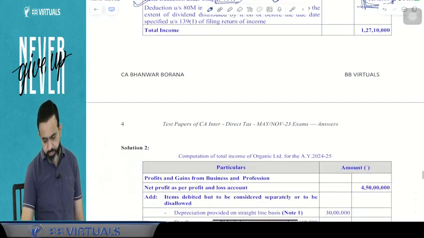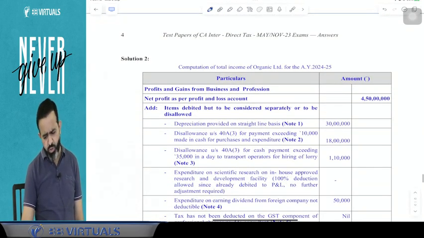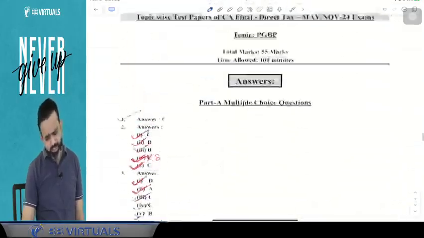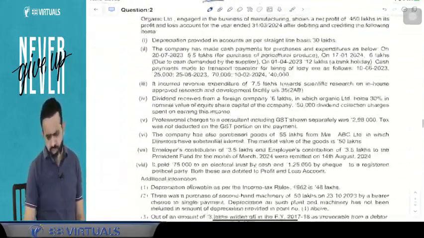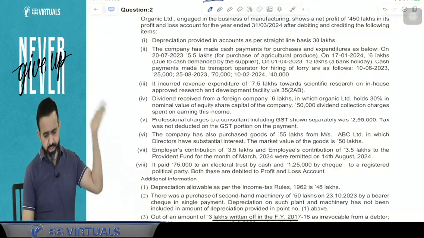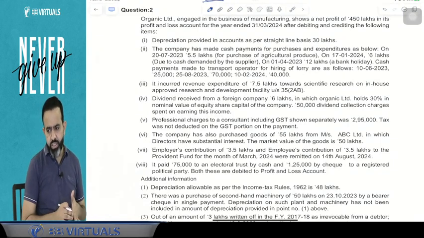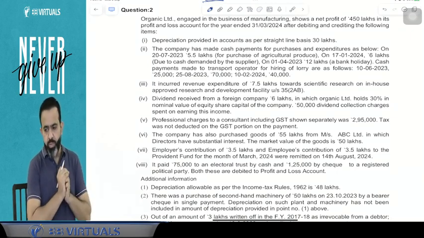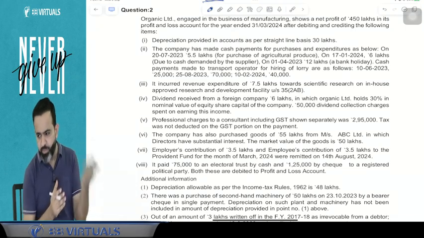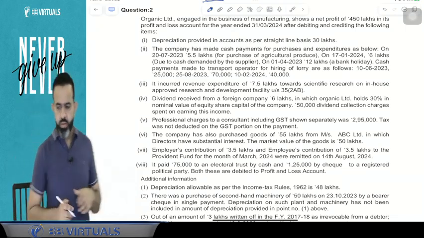This is the question. After that, the second question is Organic Limited. This question is an easy question. All adjustments we already covered earlier in our discussions. So guys, this was all about paper number 5. Now this paper was not that easy, but if you follow my instructions and do the homework, then guys, this paper is an easy paper, not that difficult.